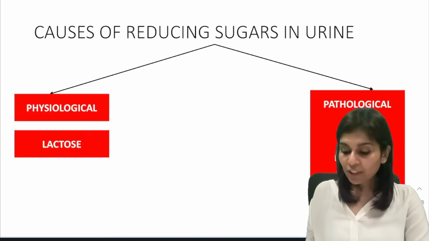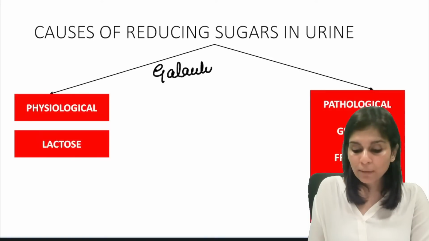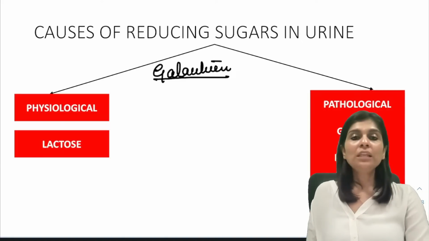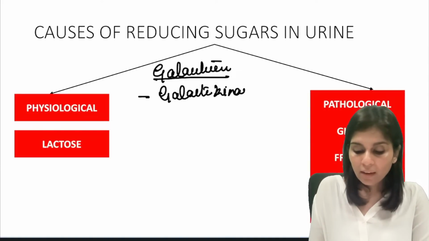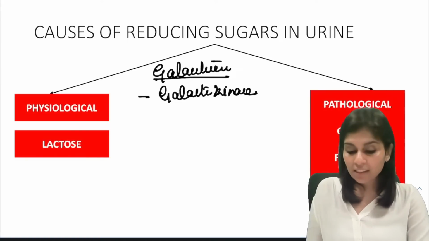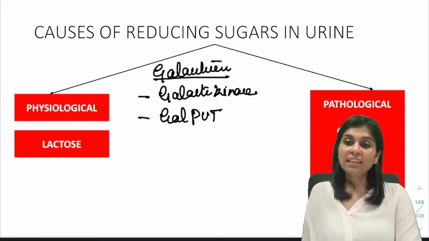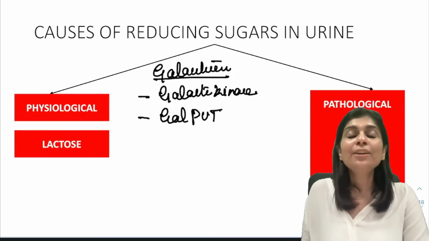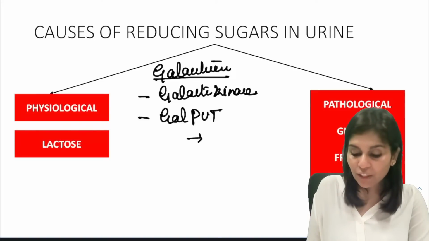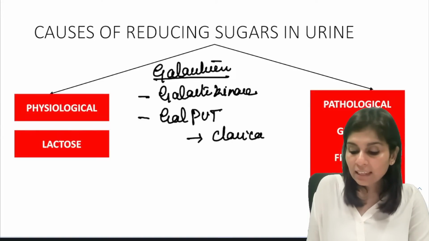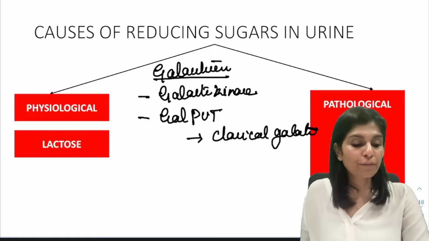Okay. Now, what are the conditions wherein galactose can be found in urine? That will be called galactosemia. And galactosemia can be caused by either galactokinase deficiency or GALT deficiency. What do you mean by GALT? GALT is galactose 1-phosphate uridyl transferase. Galactose 1-phosphate uridyl transferase deficiency is called classical galactosemia. So in these conditions, galactose will be found in urine.